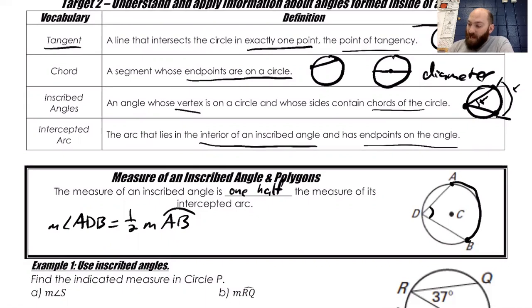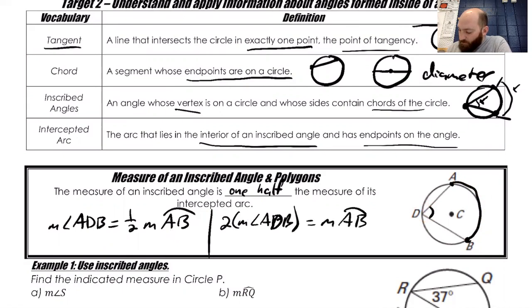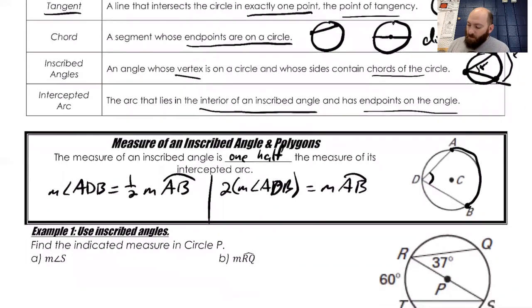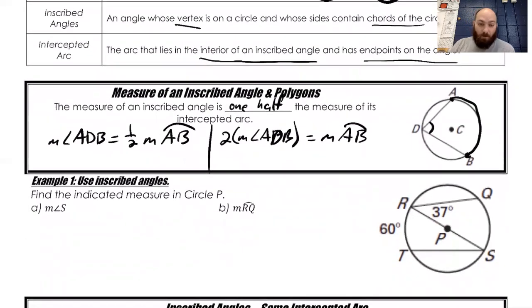I also like to highlight the fact that the angle is half the arc, but then I can also say that the arc is 2 times the angle. It might be helpful based on what you're given and trying to figure out. So I could say that if I take 2 times the measure of angle ADB, that's going to equal the measure of my arc. Okay, so that's just a different way of manipulating the relationship, because that is going to help us here on this first example.